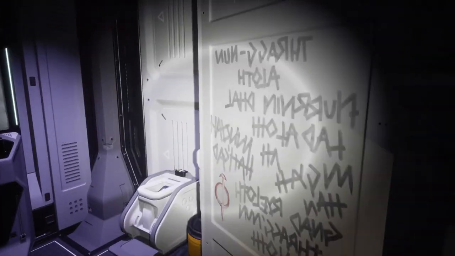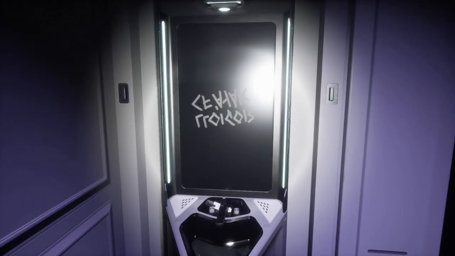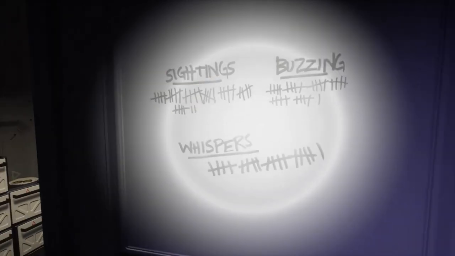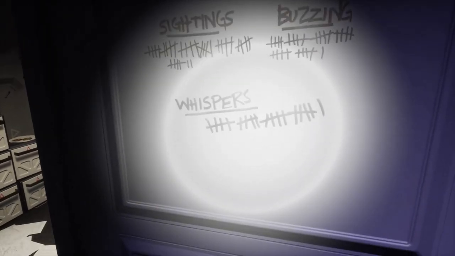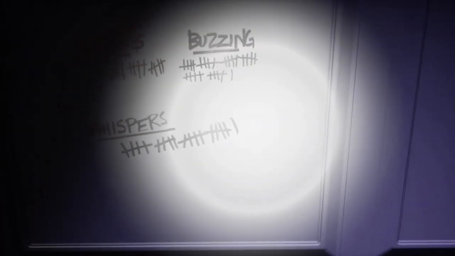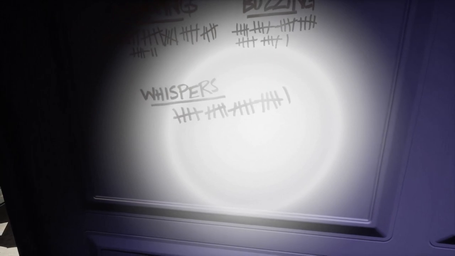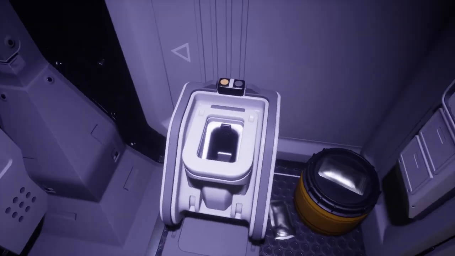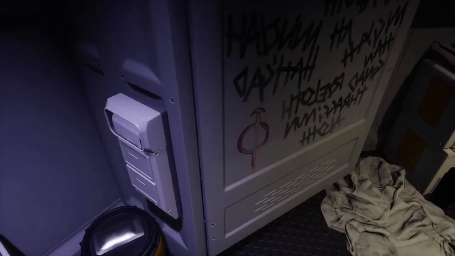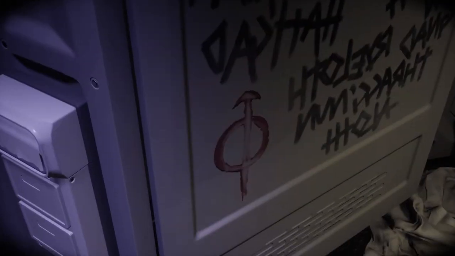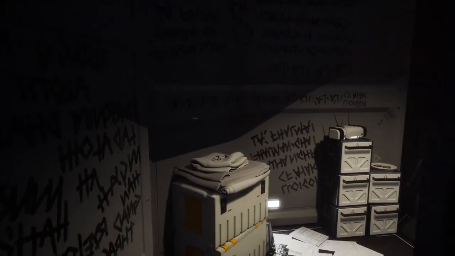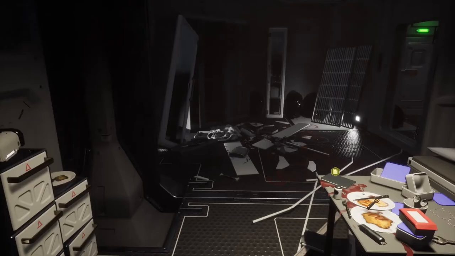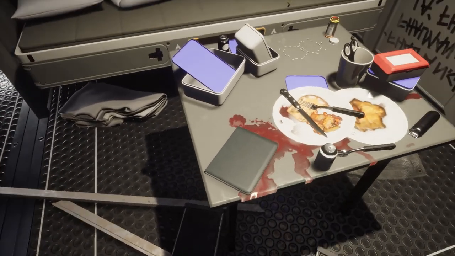He also made a note. Okay, out here. Sightings, a bunch. Buzzing, a bunch. And whispers, also a bunch. Interesting, this is a different symbol this time. It's like one circle with an arrow going through it. Interesting. Okay, let's read his journal or whatnot.